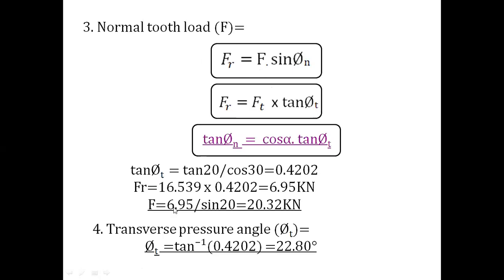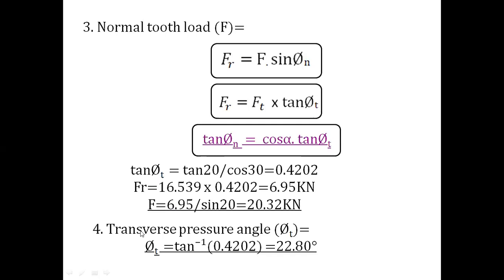So putting the value of 6.95 in this equation, F is equal to Fr, 6.95, divided by sin phi n. Phi n is given here, 20 degrees. So sin 20, we are getting the value of normal tooth load F is equal to 20.32 kilonewton. This is our solution for question number 3.